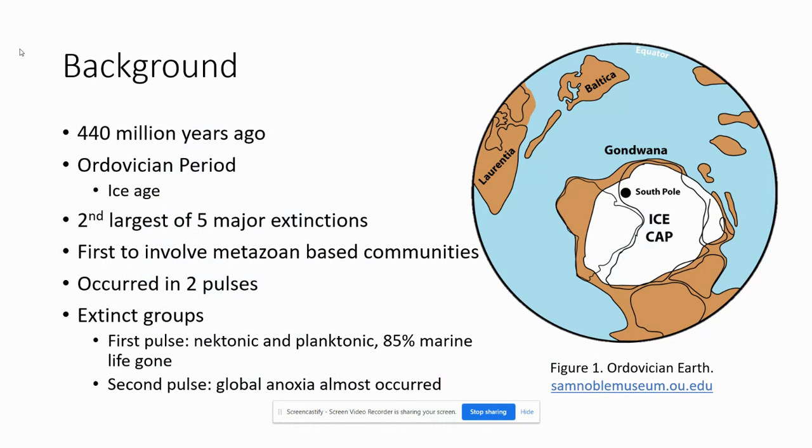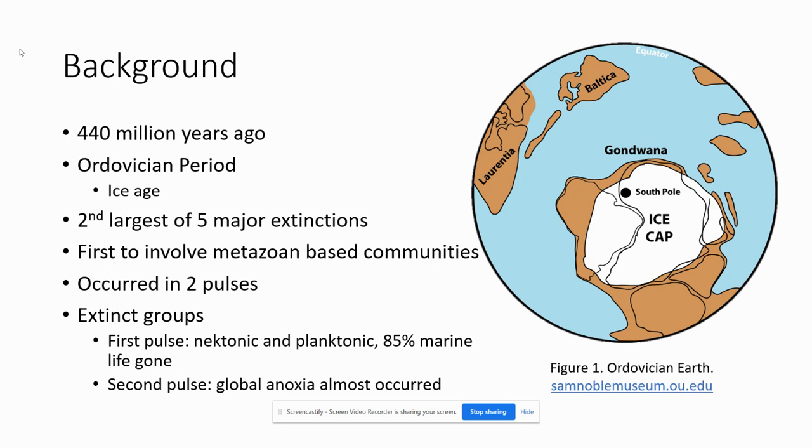So some background on the extinction. It happened 440 million years ago. The Ordovician period was a time on Earth when the majority of its surface was covered in water except for the supercontinent of Gondwana, as well as some other land masses, as you can see in the figure on the right. It also had an ice age that occurred.